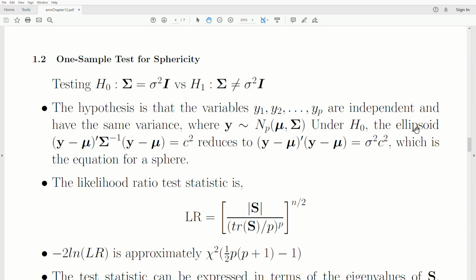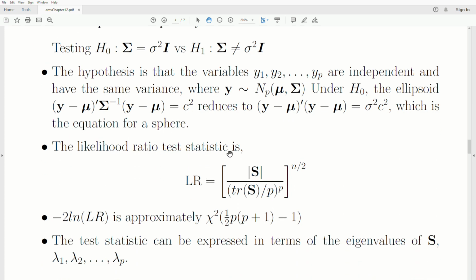Under the null hypothesis, the ellipsoid reduces to this, right? So if this is the diagonal, it's sigma squared I, the sigma squared inverse, the sigma squared can be brought up over here, but this is the equation for a sphere. And so that's what we're testing.